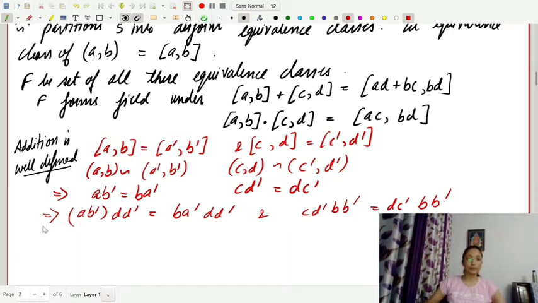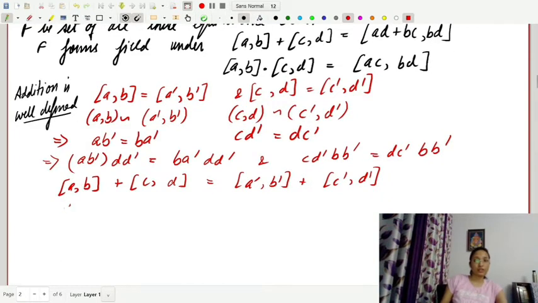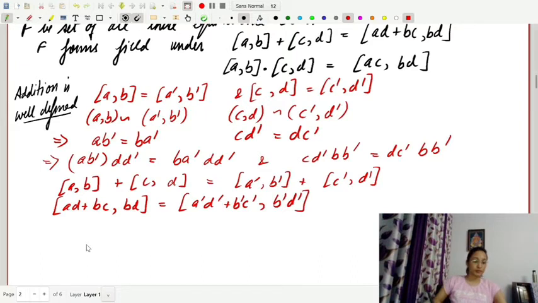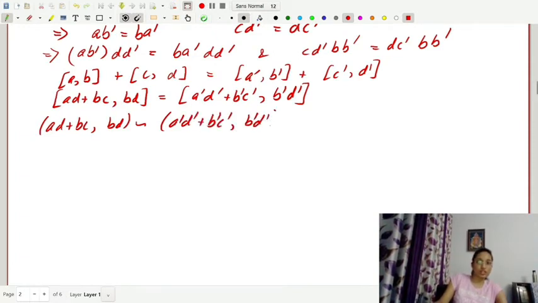हमें अब बेसिकली शो क्या करना है, [a, b] plus [c, d] is equal to [a', b'] plus [c', d']. That is we need to show [ad plus bc, bd] is equal to [a'd' plus b'c', b'd']. ये hold कब करेगा? If (ad plus bc, bd) is related to (a'd' plus b'c', b'd').